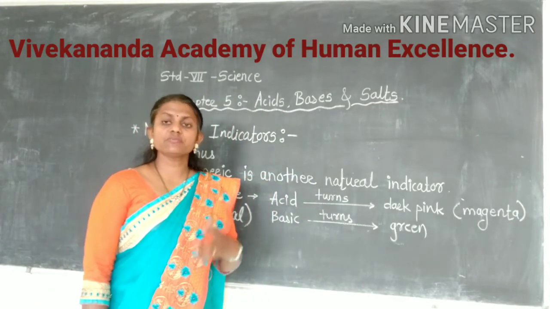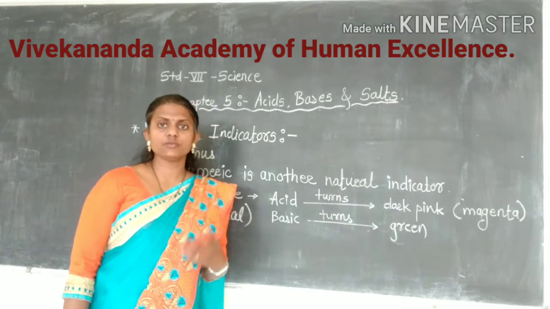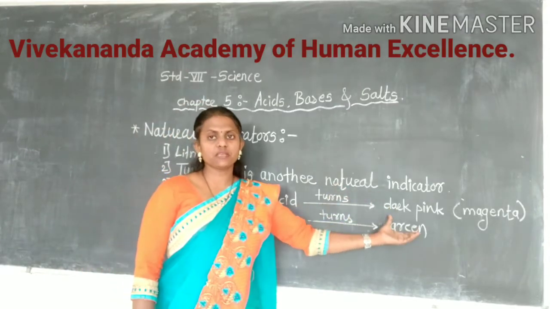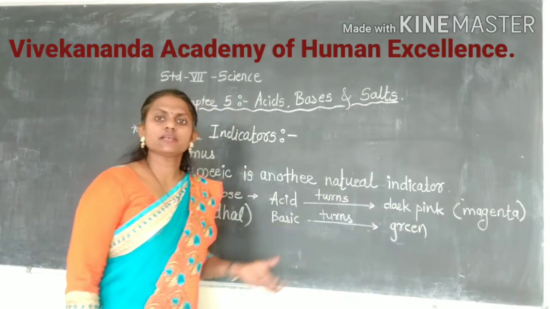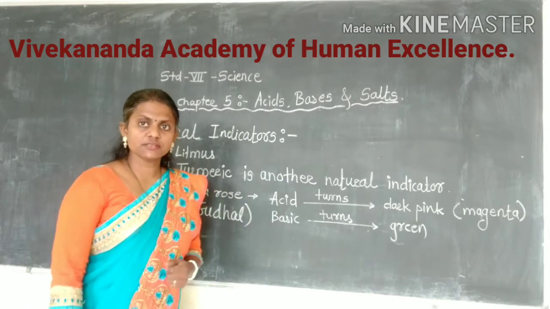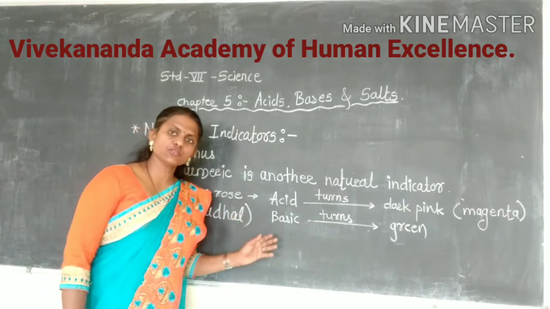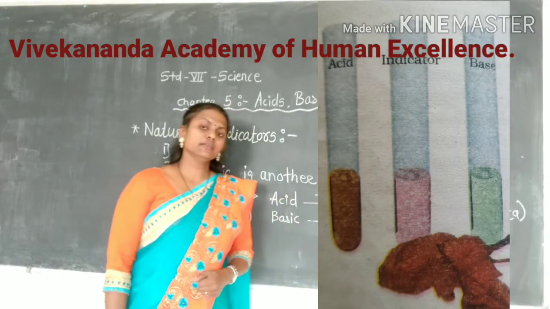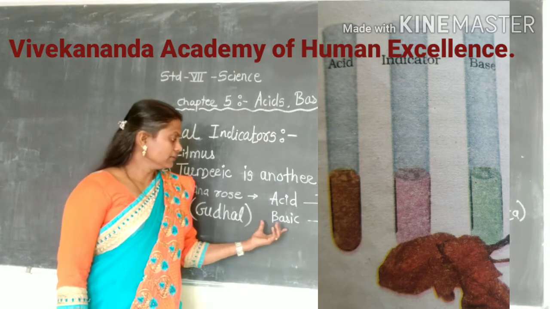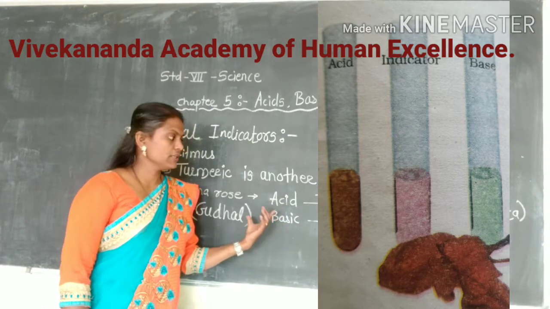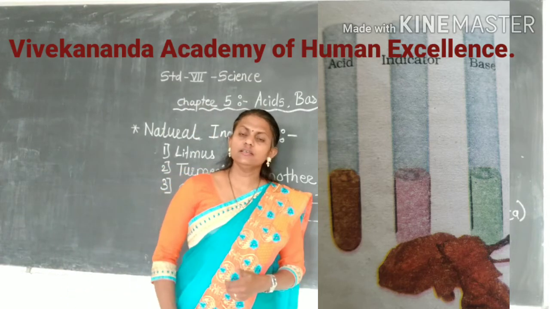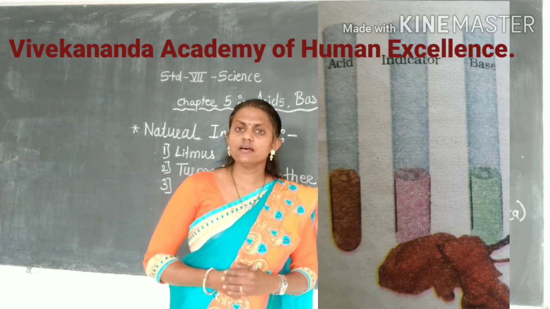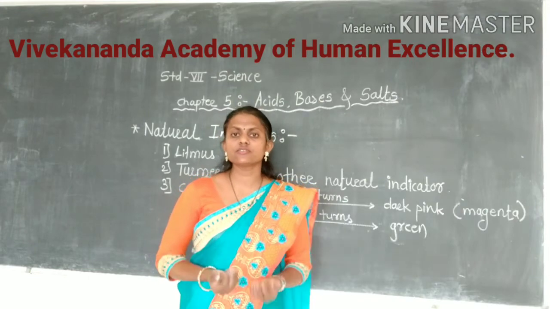When the China rose petal solution is used as an indicator in an acid, it turns dark pink, meaning the magenta color, as you are aware. So when the China rose petals are used as an indicator, they turn an acidic solution to dark magenta color, dark pink. And when it is added into a base, it turns green. China rose petal solutions are also used as a natural indicator.